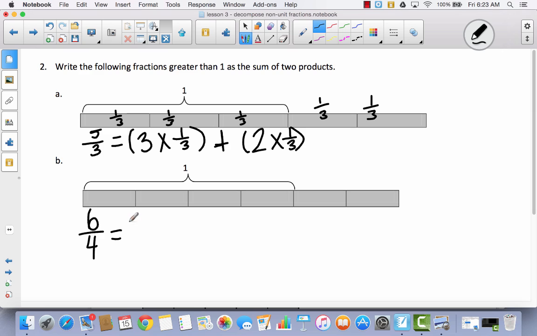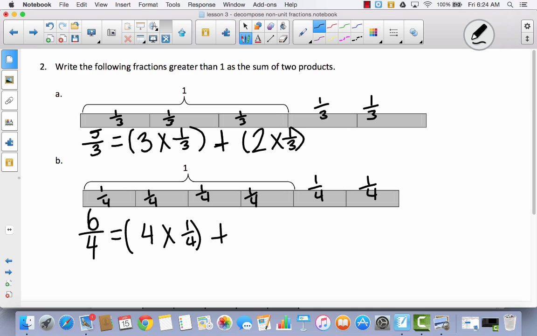So I'm going to write a multiplication sentence to represent the whole. So I've got 1/4, 1/4, 1/4, and 1/4. So instead of writing 1/4 plus 1/4 plus 1/4 plus 1/4, I'm going to say 4 times 1/4. And I'm going to add that to the multiplication sentence that represents this last part. So I've got 1/4 plus 1/4.